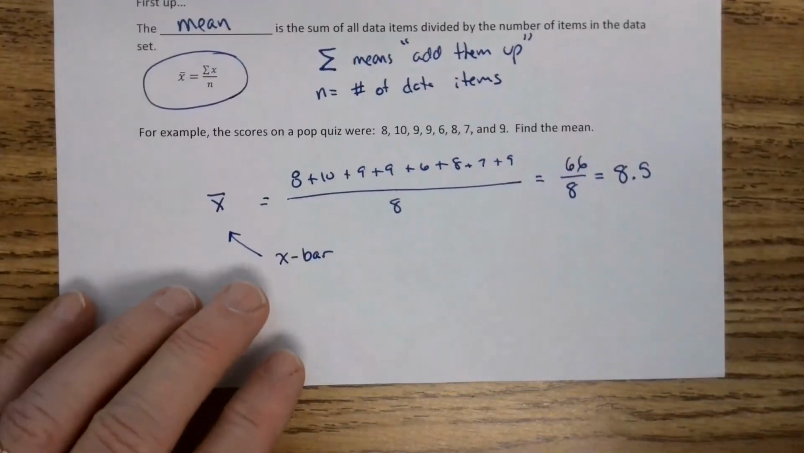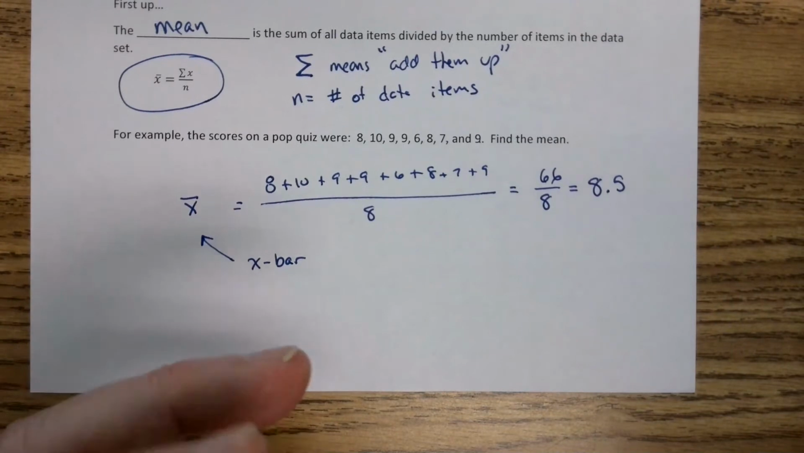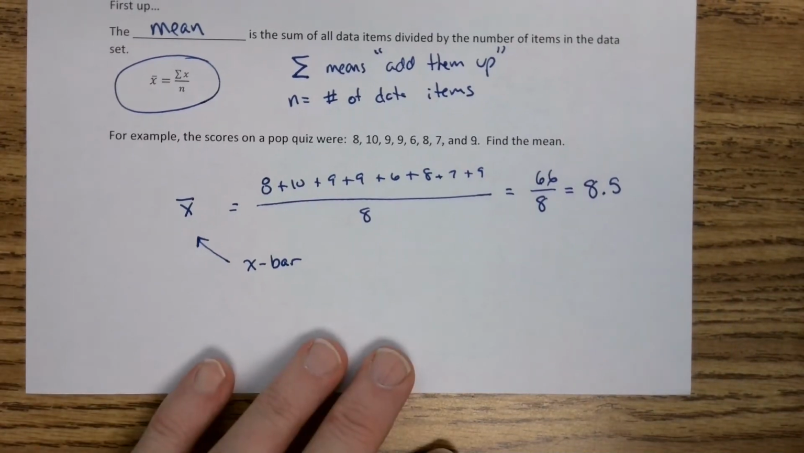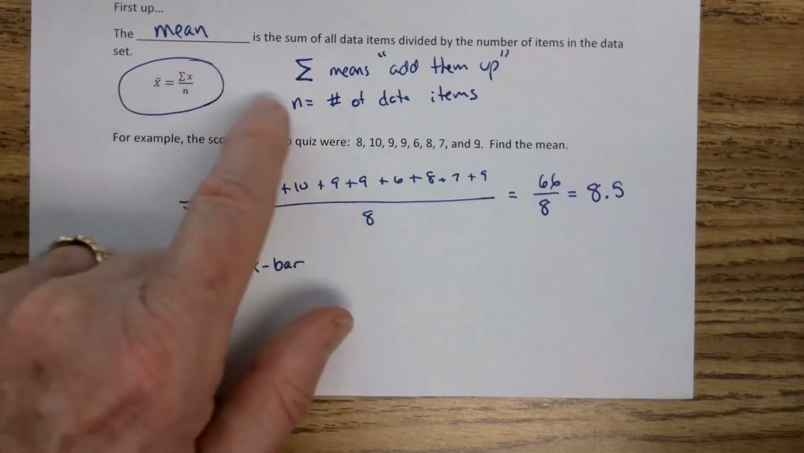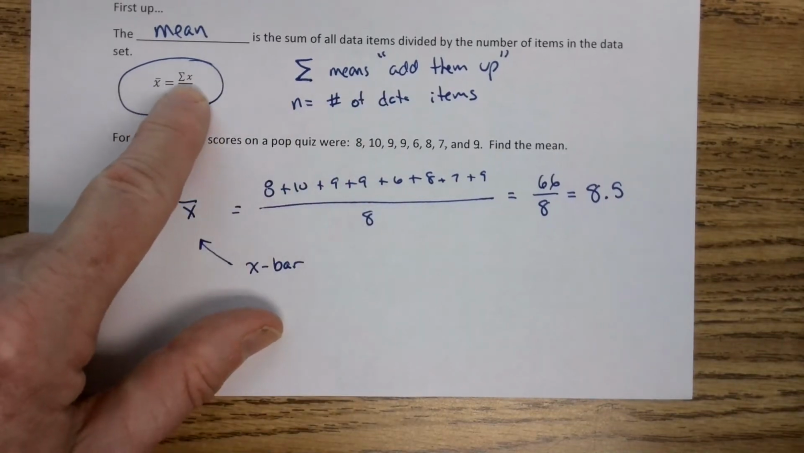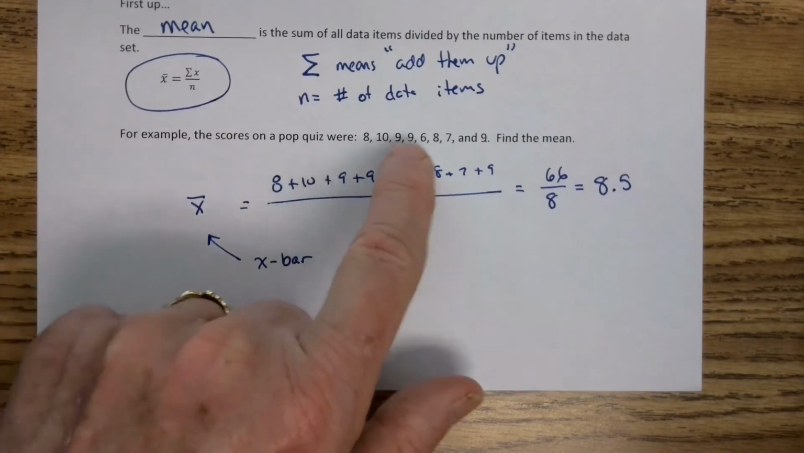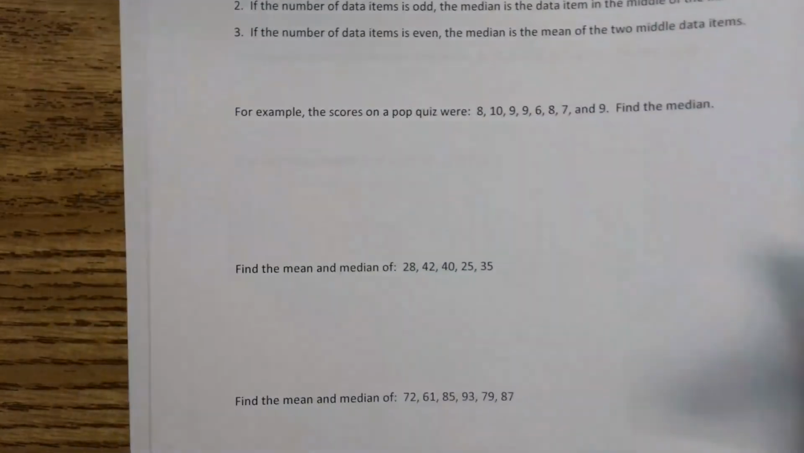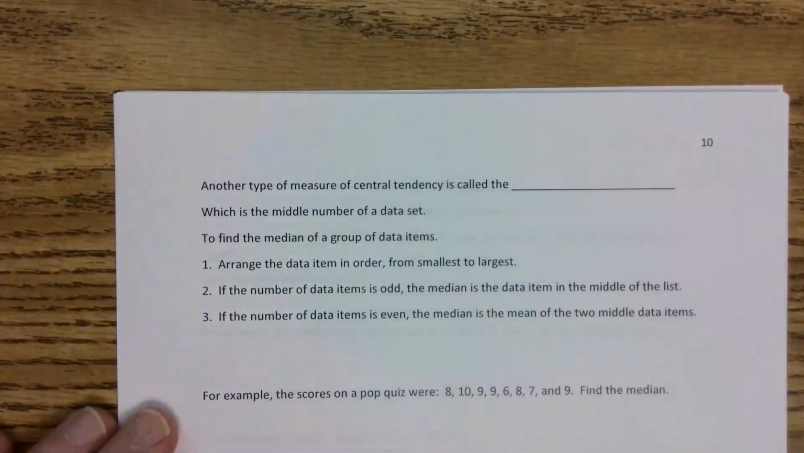The mean is the one that you don't want to do, but the sigma says take every X value and add them all up. So they gave us those 8 X values, added them up. It's just a fancy way of doing what you've always done.